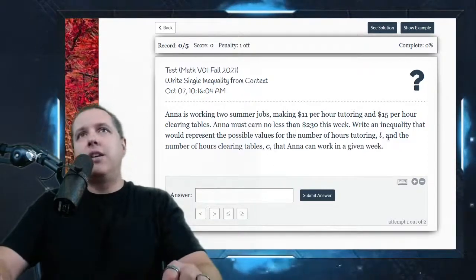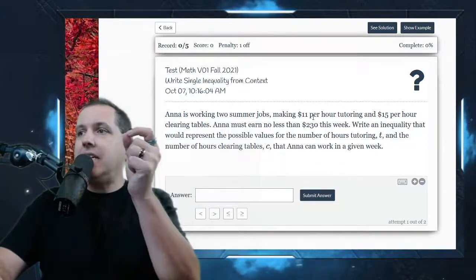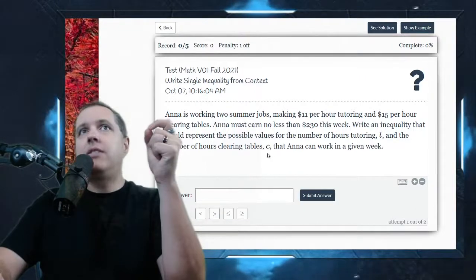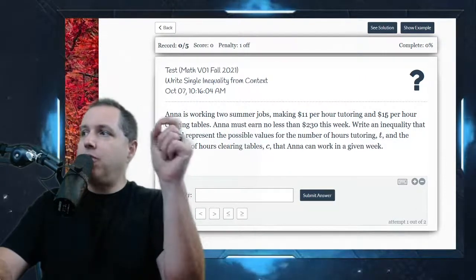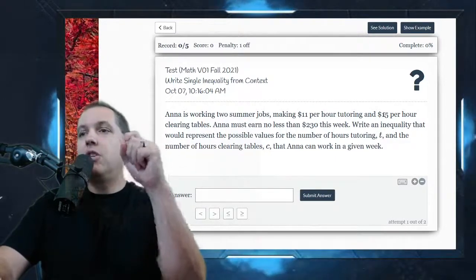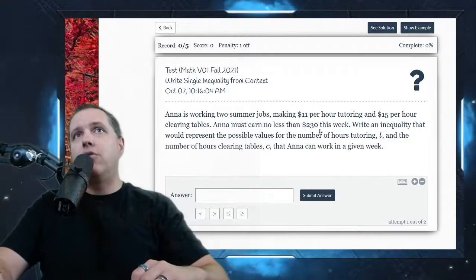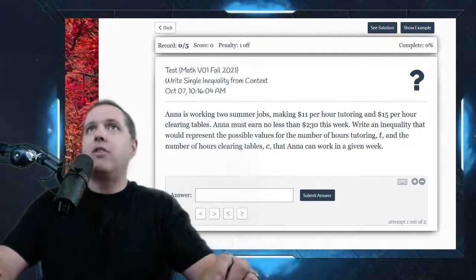Well, if T is the number of hours tutoring and she makes $11 an hour, then 11T is the amount of money she makes from tutoring. And C is the number of hours she spends clearing tables, and she makes $15 an hour. So 15C is the amount of money she makes clearing tables. So it makes sense that has to be greater than or equal to 230. When they say earn no less than, that's the same as greater than or equal to.